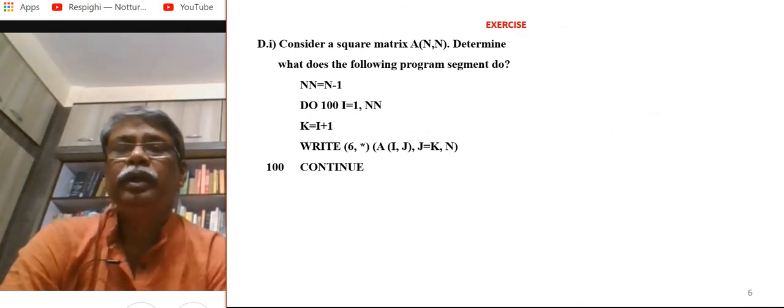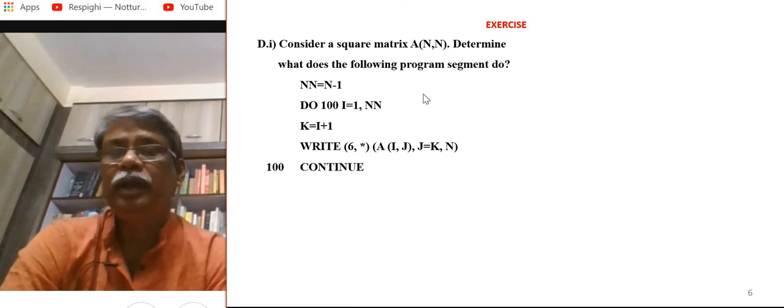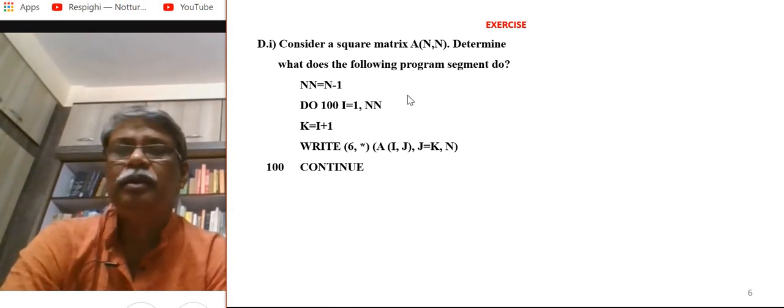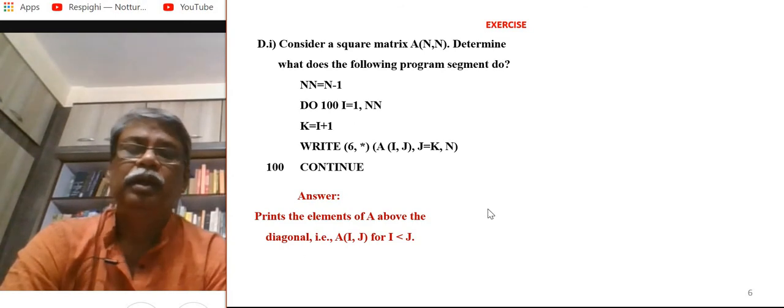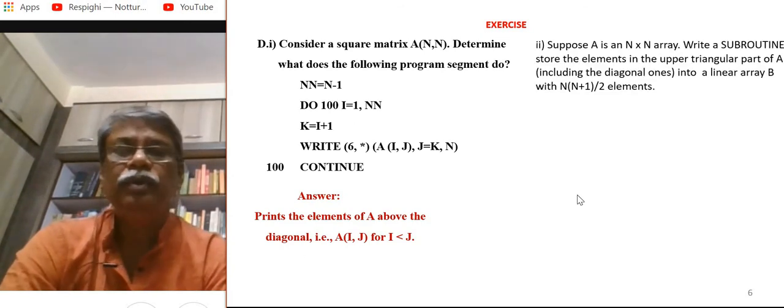This is also an exercise. Consider a square matrix n by n, and what does the following program segment do? So again, it's an ideal case of dry run. You just put the value that what happens to k for each I, you just write side by side and see what it is doing actually. So the answer is given, that it prints the elements of A above the diagonal. Okay, so that is the job done here.